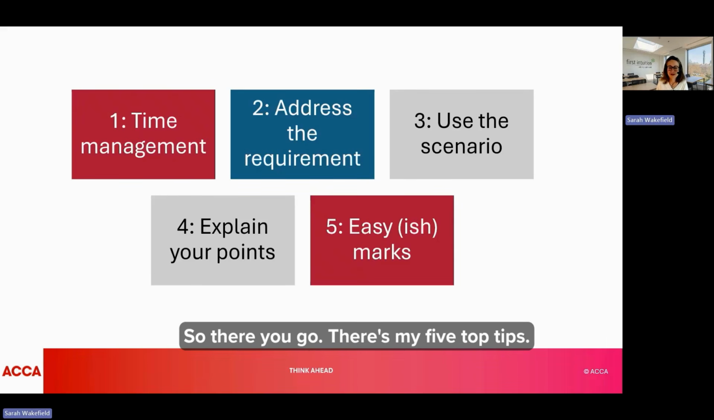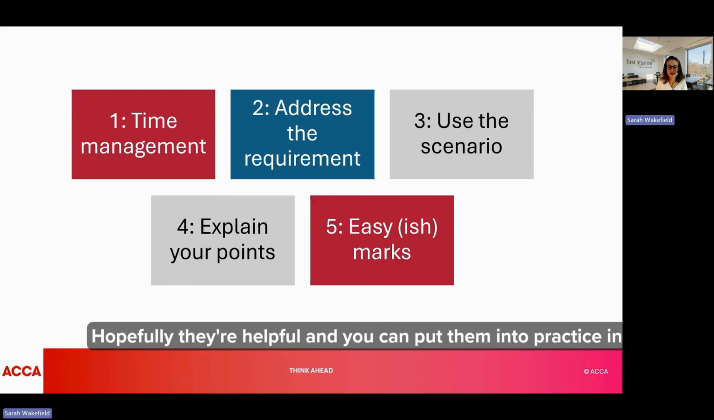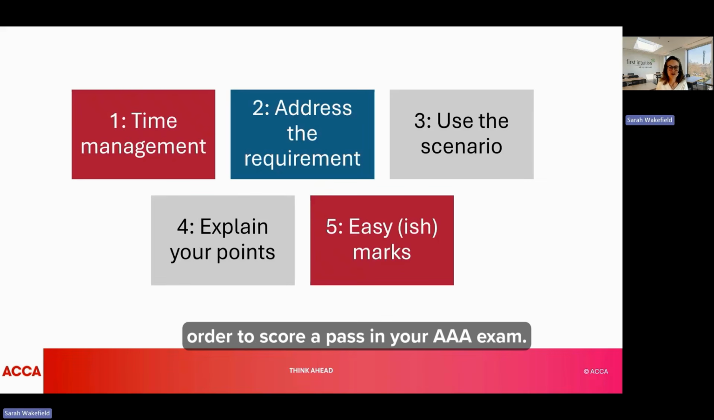So there you go, there's my 5 top tips. Hopefully they're helpful and you can put them into practice in order to score a pass in your AAA exam.